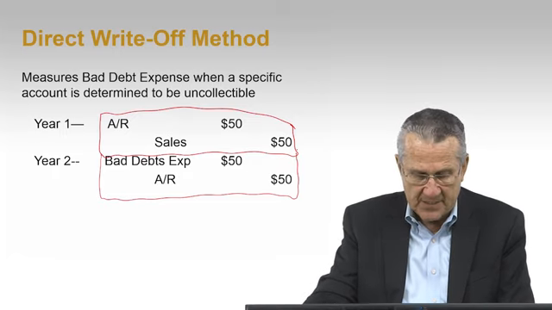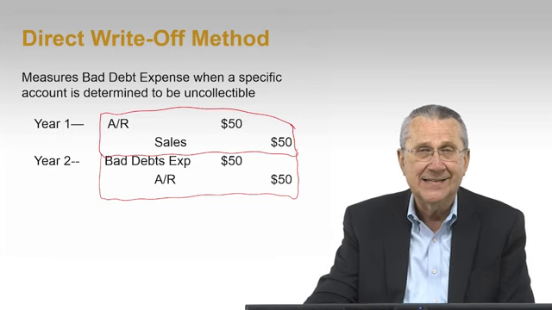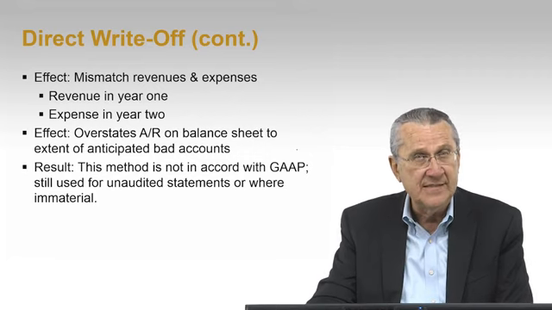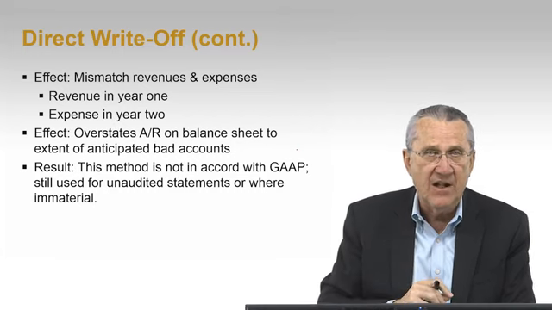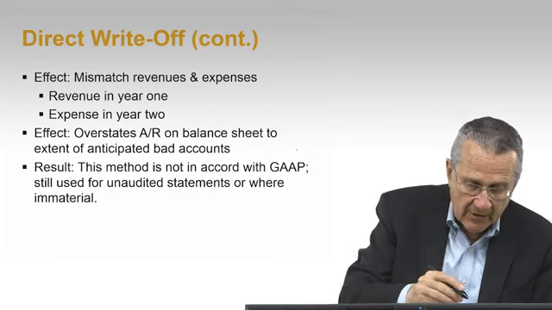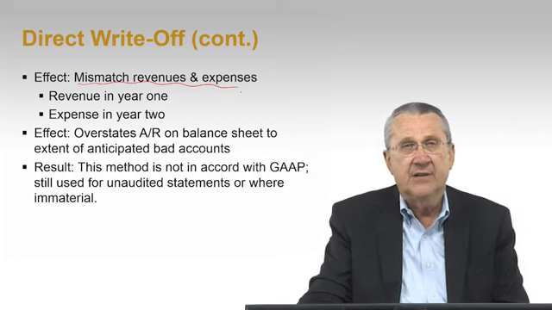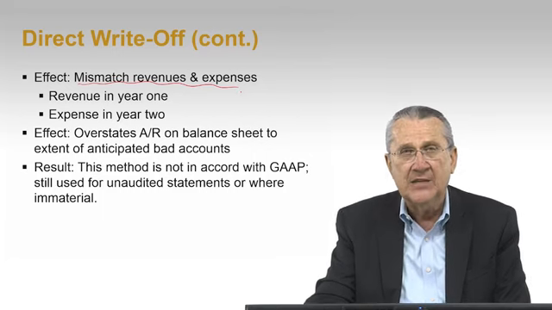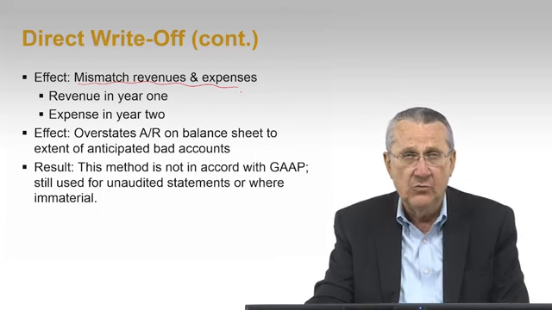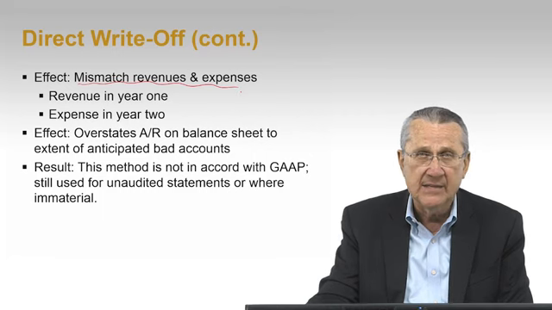Now, the difficulties associated with the direct write-off method are these. First, it's incredibly simple. That's good. We like simplicity. And we know that it's accurate because at that moment in time, we now have evidence that this $50 isn't collectible. But we also know that the likelihood is that we're going to mismatch revenues and expenses. In the particular example I just used, we have revenue in year one and we have expenses in year two. So expenses that are attributable to the earnings process that went on in year one are not going to be matched with the earnings in that year.